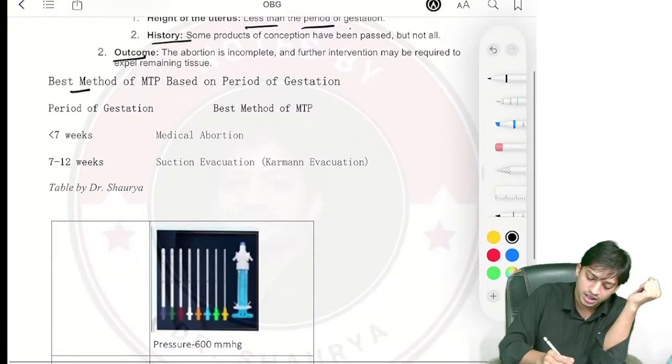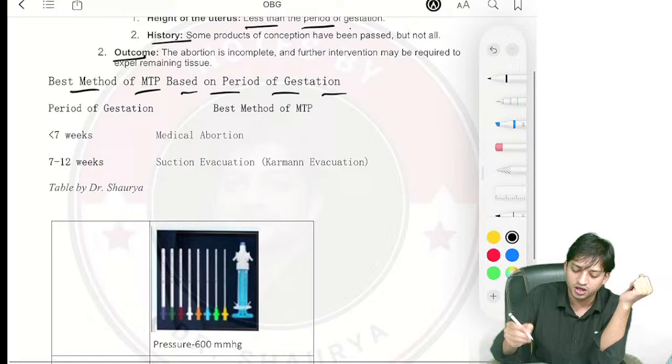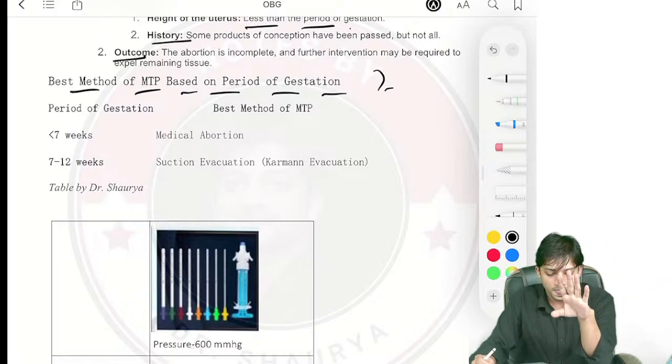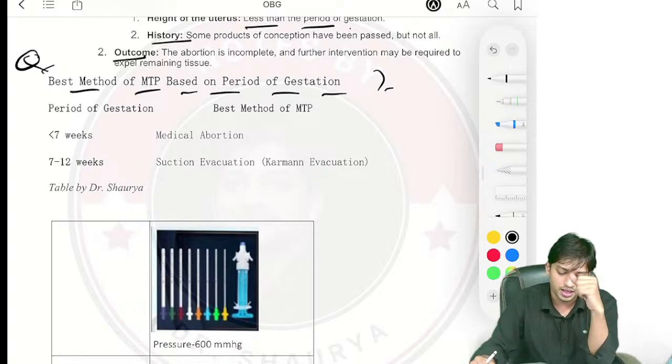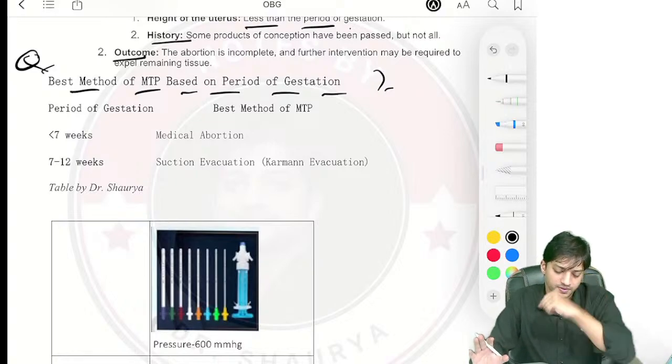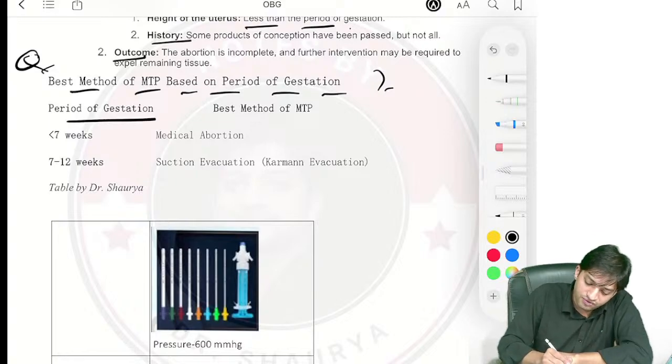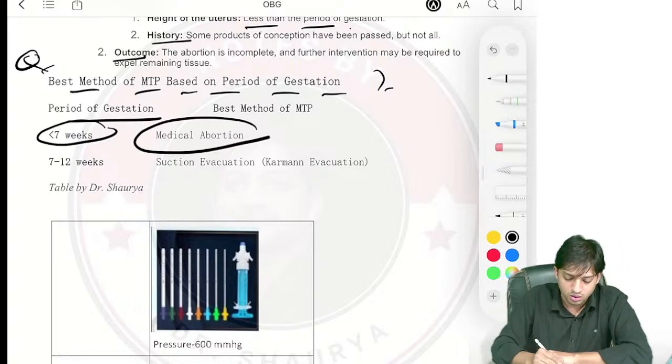So now come here. Best method of MTP based on period of gestation. Can you tell me, guys? So one more question they have asked you regarding another topic, that is, what is the best method of MTP based on the period of gestation. So just have a look. If the period of gestation is less than 7 weeks, go for medical abortion.